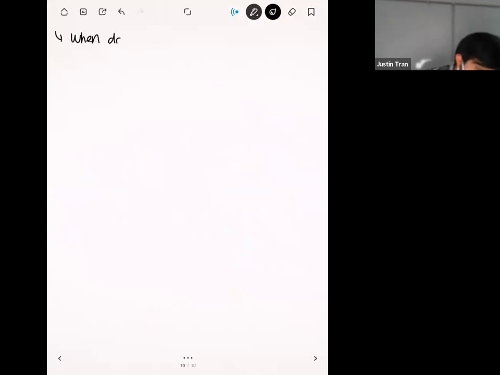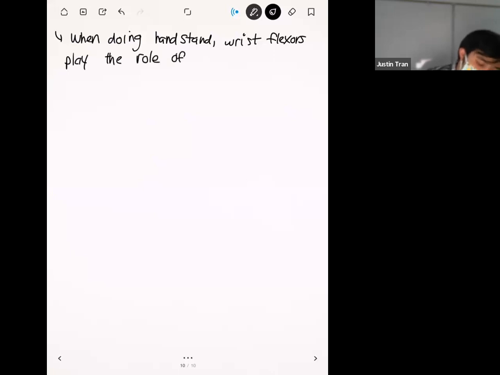And so when doing a handstand, okay, your wrist flexors are going to be the ones that prevent forward tilt.